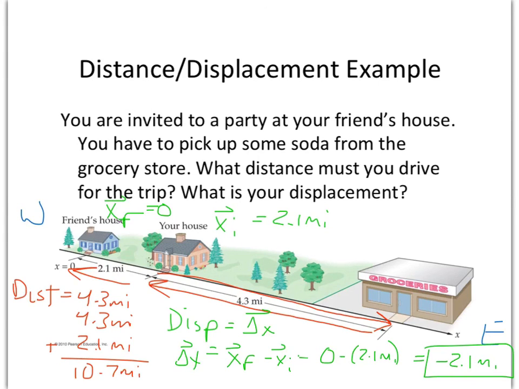Now, can you really walk negative 2.1 miles? No, you can't. You always add up distance when you walk. But if we consider the west direction the negative direction, then you would say, yeah, okay, you do walk negative 2.1 miles because you walk in the negative direction. If we say east is positive and west is negative, you ultimately, from beginning to end, walk negative 2.1 miles to your friend's house. And that's your displacement right there. So the difference between distance and displacement is as such.